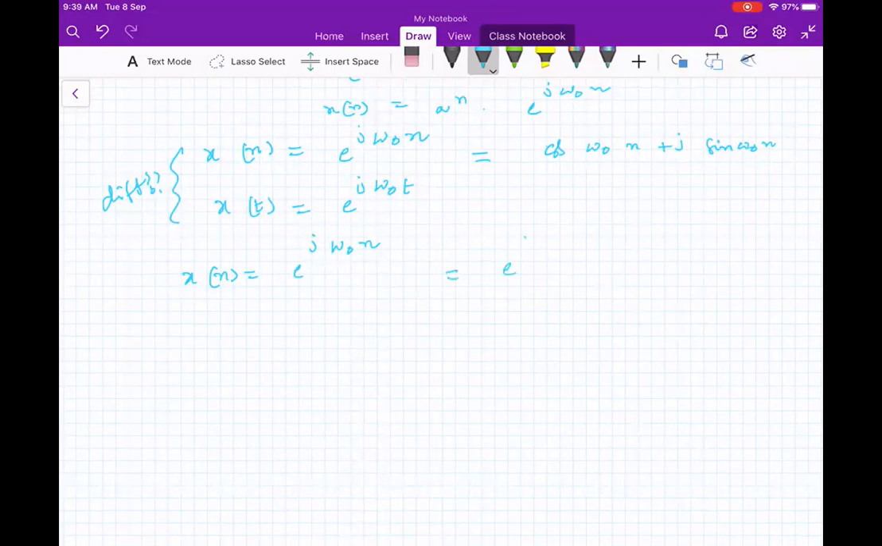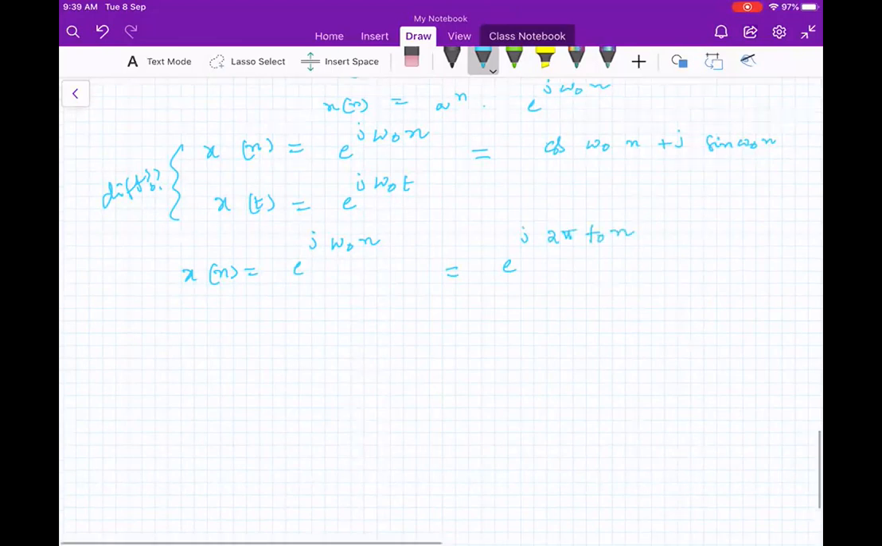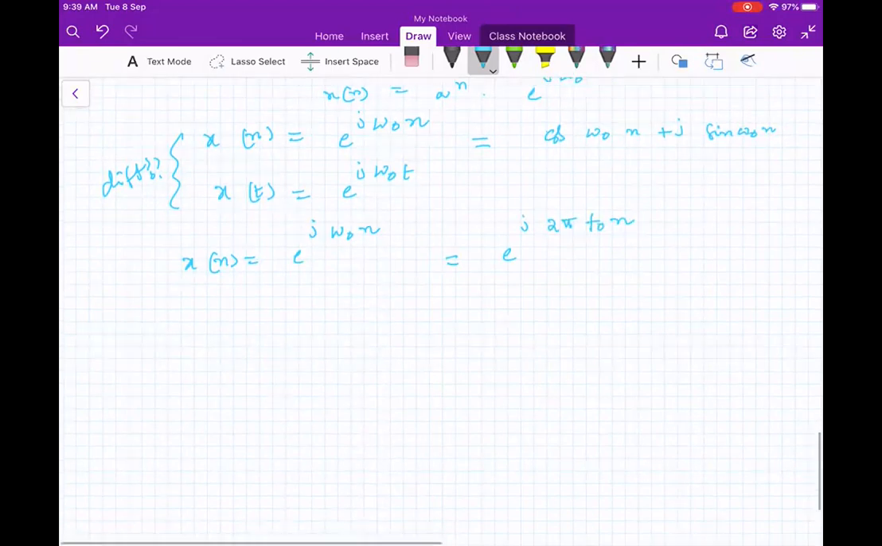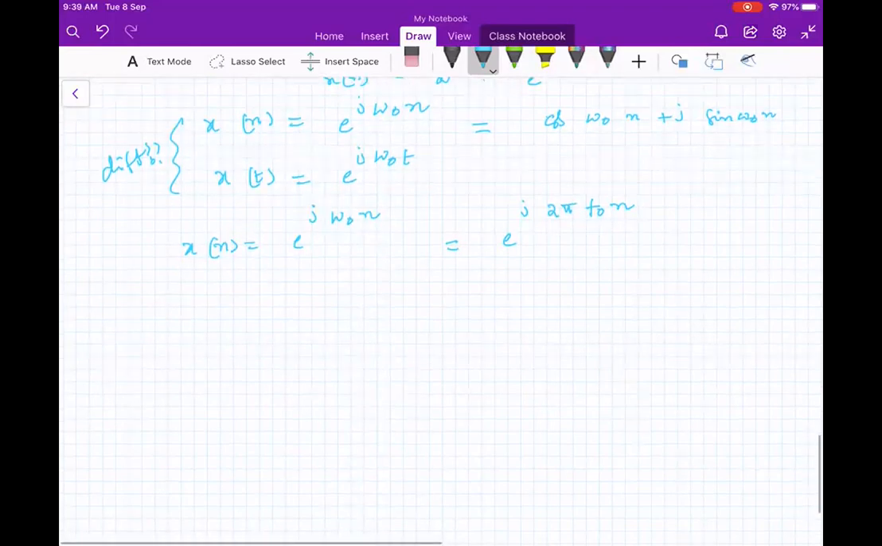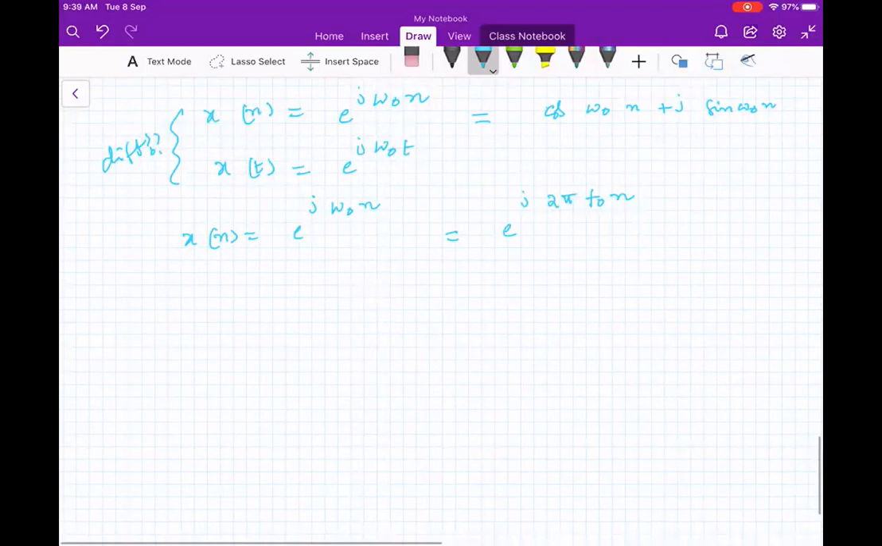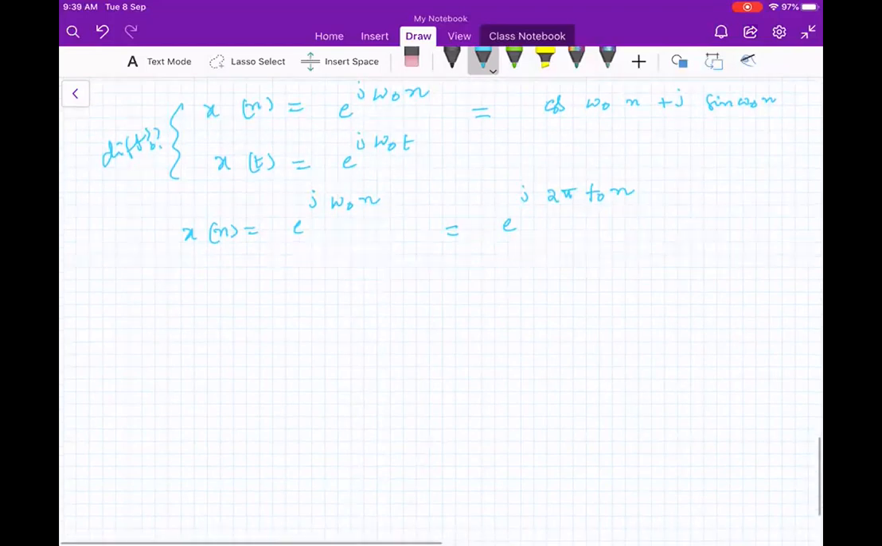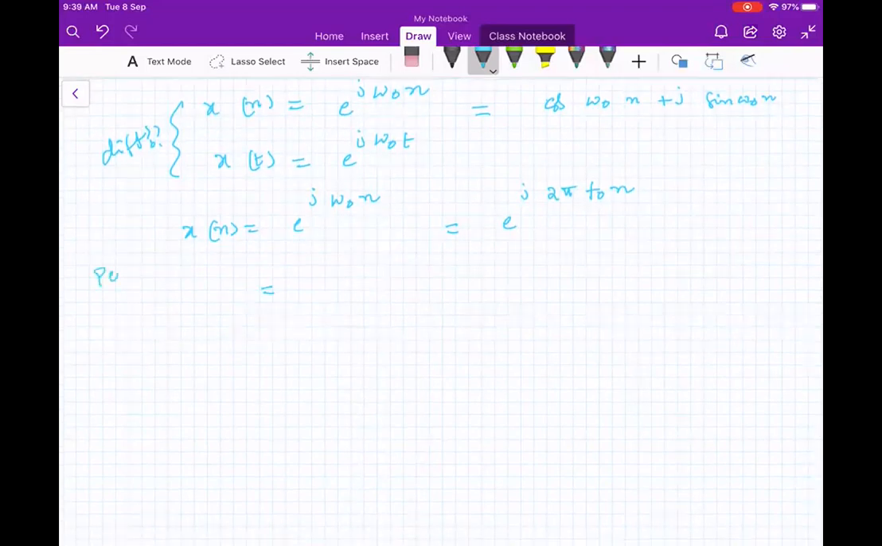So I can just expand this as 2 pi into f naught into n. This also I can write. Fine, but I just want to find some properties of the signal. So any quick comments? Okay, so we start with one property. Periodicity we would like to discuss.